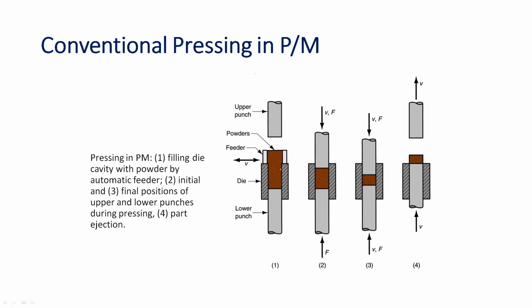There are different types of compaction presses available: single action and double action. Single action, you can only use once. One punch is stationary, the other punch is moving. In double action, both punches move, so you can apply force from both sides. In a single action pressing instrument, the force is directly applied by the top punch and indirectly applied by the bottom punch. In the case of double action, you apply force both ways.